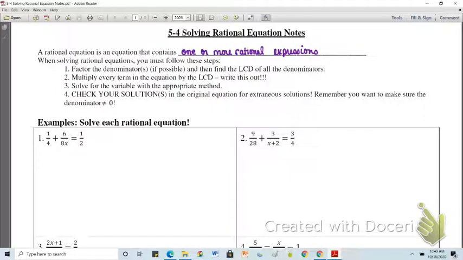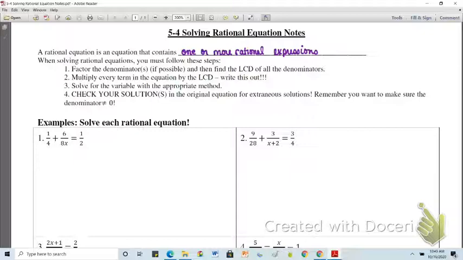So we have 4 steps we're going to use to solve rational equations. Number 1, we are going to factor the denominators if possible, and then find the LCD for all the denominators. You're going to factor the denominators, not the numerators, just the denominators. You're going to then multiply every term in the equation by your least common denominator. You must write this step out. It is a non-negotiable. You have to write it out.